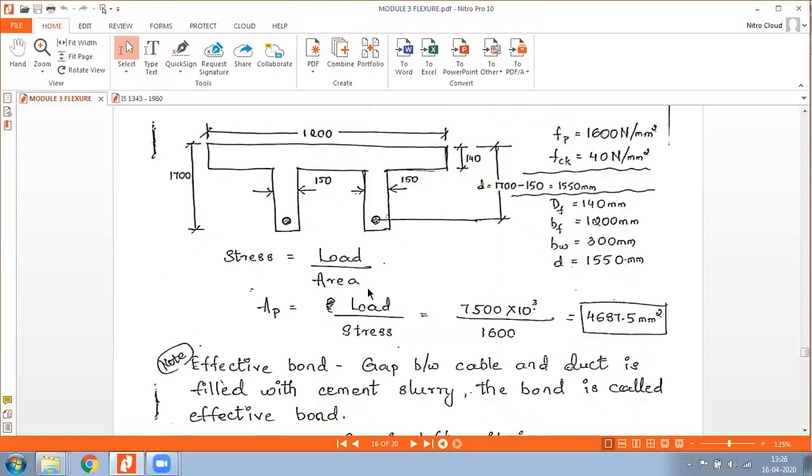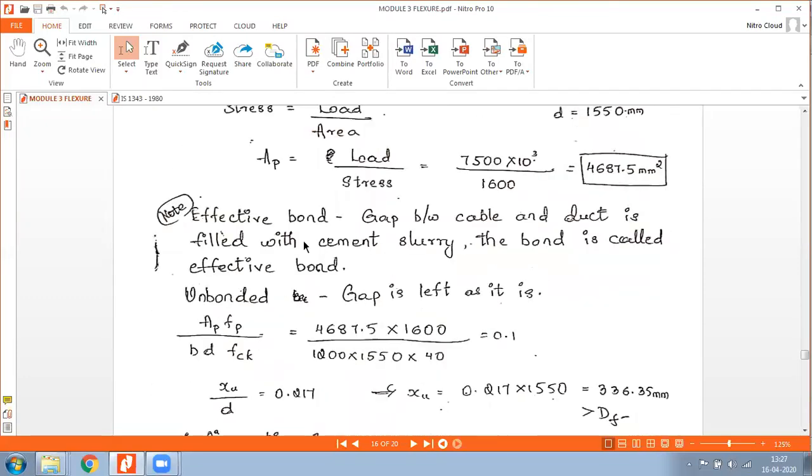Now, effective bond means that is the gap between the cable and the duct is filled with the cement slurry. The bond is called effective bond. I already explained about these two conditions. What do you mean by effective bond? What do you mean by unbounded section? In case of unbounded section, the gap will be left as it is. Hence, the gap is not filled with the slurry, cement slurry.